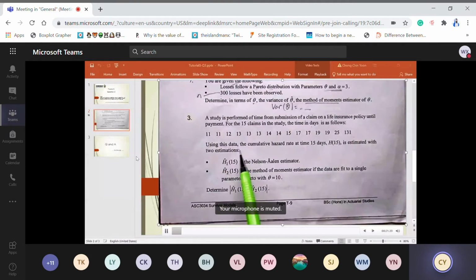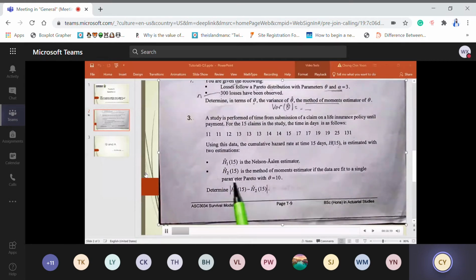Using this data, the cumulative hazard rate at time 15 days, that is H(15), is estimated with two estimators. That is, H1(15) is the Nelson-Aalen estimator, and H2(15) is the method of moments estimator if the data are fit to a single-parameter Pareto with parameter theta equal to 10.